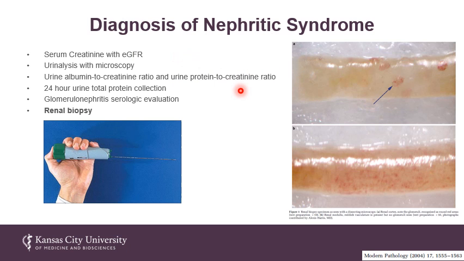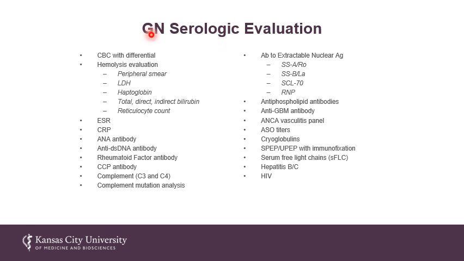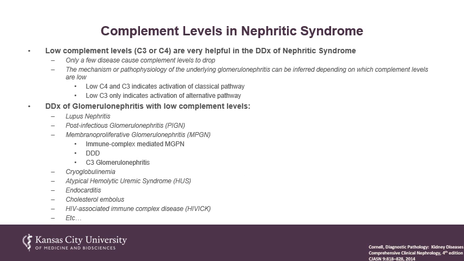How do you diagnose it? Just like nephrotic syndrome. This is supposed to say nephritic syndrome. I apologize. Same thing. Renal biopsy is the most definitive. And how do you evaluate it from a serological standpoint? These are the things you can do. I'm not asking you to memorize it. I'm just saying that these are things that often the nephrologist will order if they're concerned. Again, you don't have to memorize it. I'm just pointing out that this is a nice way of differentiating the cause of nephritic syndrome.